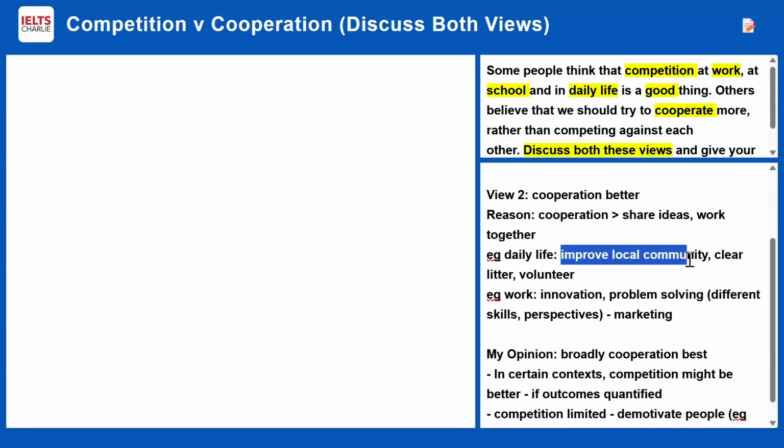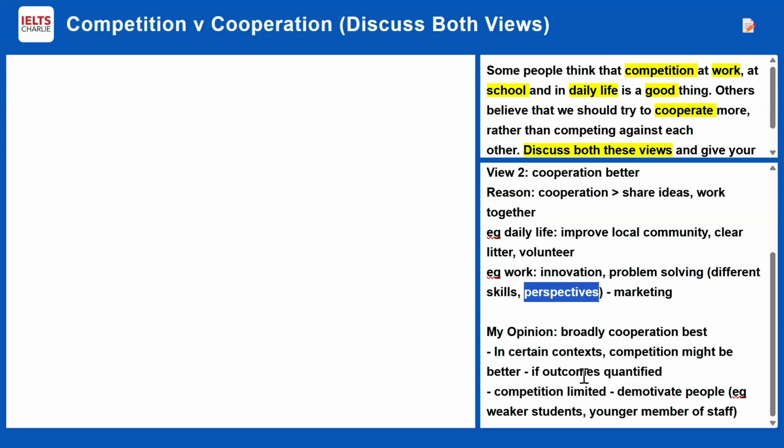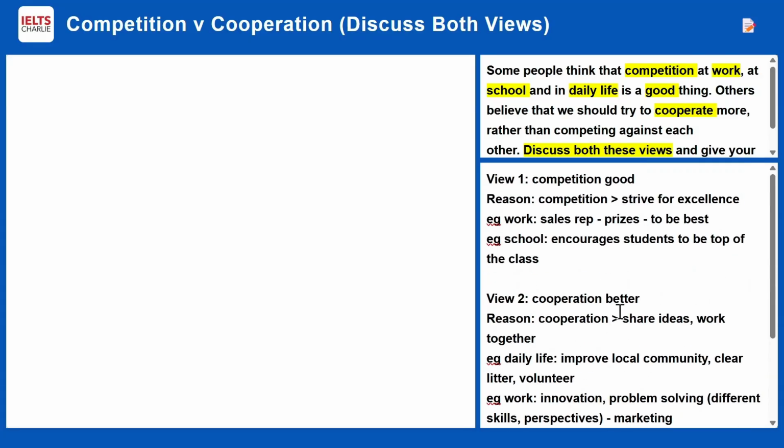So phrases like improve local community, problem solving, innovation, perspectives, quantified, outcomes, or weaker students. This is the kind of language that examiners are looking for. They're looking for precise and clear vocabulary. And a lot of that is already in my plan. So one of the things that planning your essay does, it helps you to generate vocabulary that you can use in your essay. That again is another great reason why you have to plan your essay if you want to get a high band score.